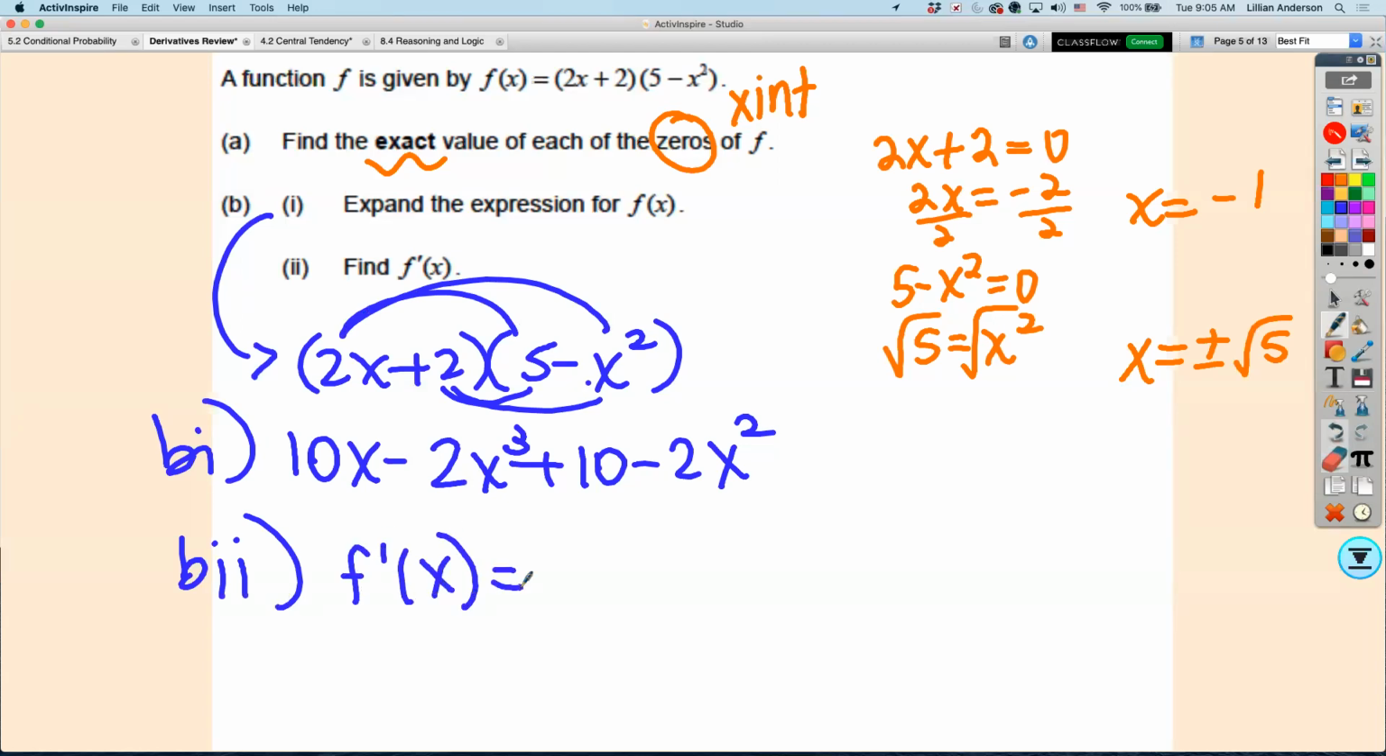10. What's the derivative of negative 2x to the third? What's the derivative of positive 10? And what's the derivative of negative 2x to the second? And of course, you can always put this in order. So negative 6x squared minus 4x plus 10, same answer. Very good. Questions on finding the derivatives?